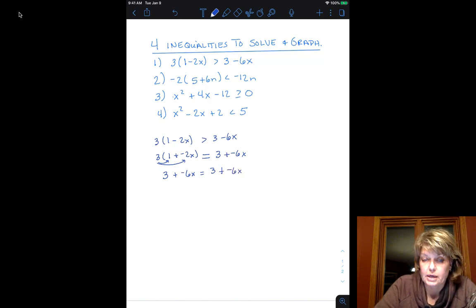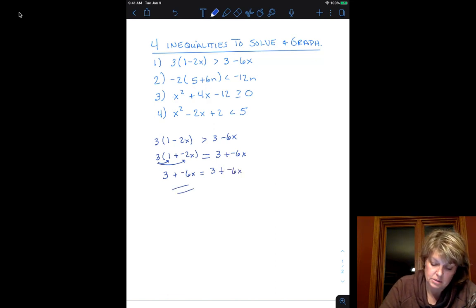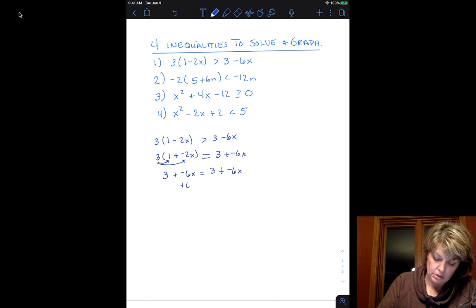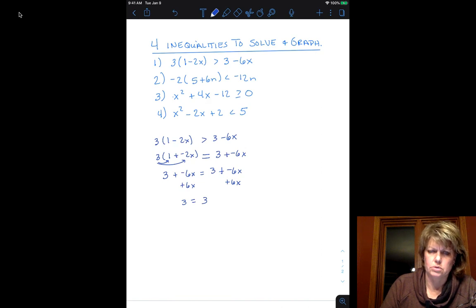Some of you may recognize that the left-hand side looks exactly like the right-hand side. But in case you didn't recognize that right away, we could continue to try to solve that. And we get 3 equals 3. And the question is, when does 3 equal 3? Always. 3 always equals 3.